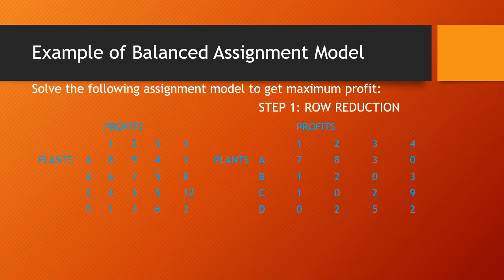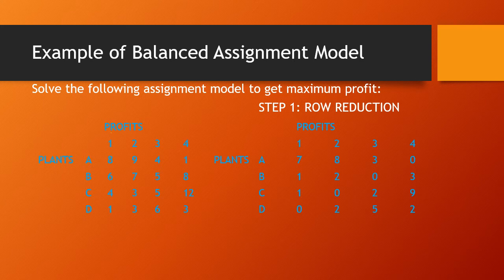This is the question. These are our profits. 1, 2, 3, 4. This is the plant A, B, C. If you look at it, we have 4 columns and we have 4 rows. That is a balanced assignment model.